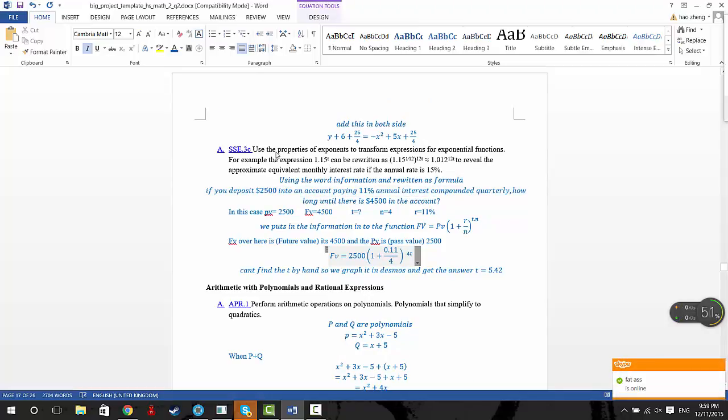So in here, use the properties of exponents to transform expressions, for example.